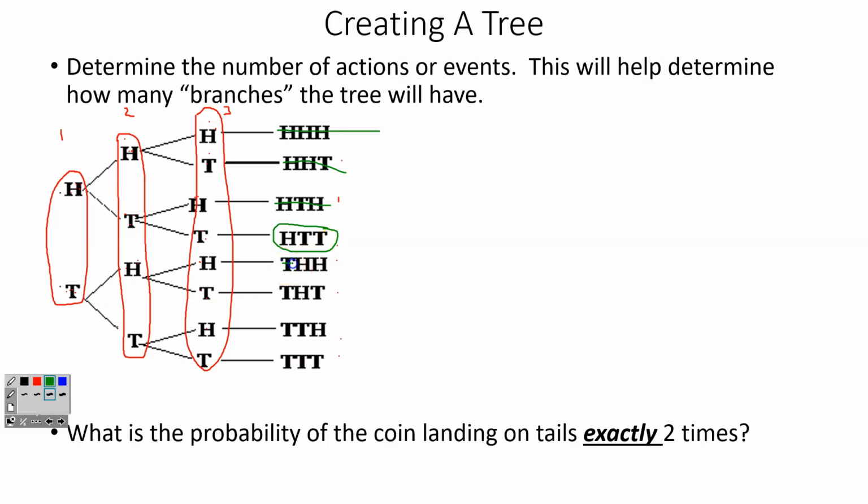This outcome, nope, I can only get it once. Oh, there's another one. Or here's another one. Now this last one, I get tails 3 times, but that does not match what the question's asking. It wants to know exactly 2 times. So that one's out. So I can get tails exactly 2 times, 3 different ways out of 8 possible outcomes.